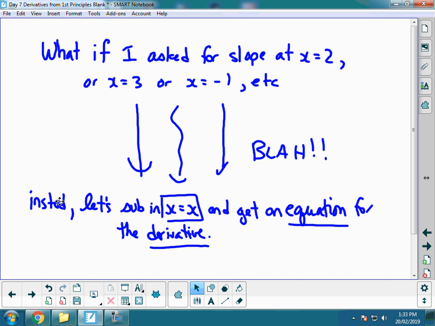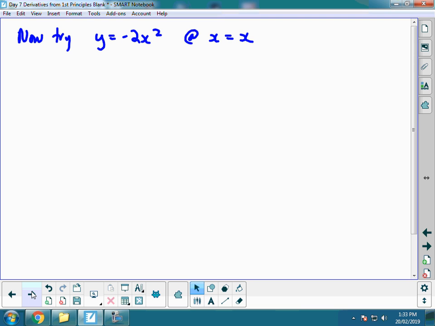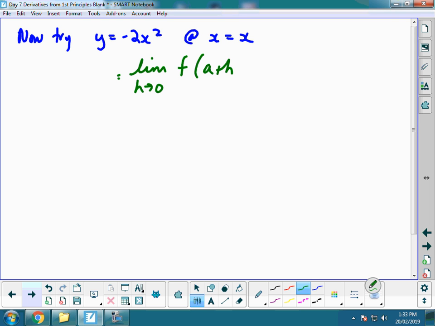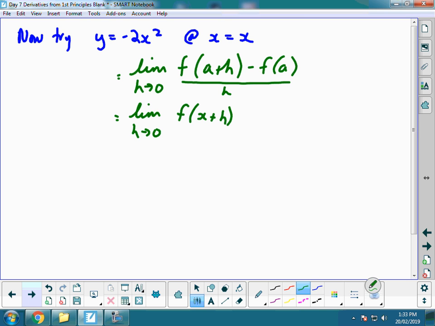So let's redo this question, but instead of using an actual number, we're going to use x. So we're still going to use the same formula, f at a plus h minus f at a all over h. We're still taking the limit. But instead of a number plus h, we're going to let that remain a variable and just call it x.